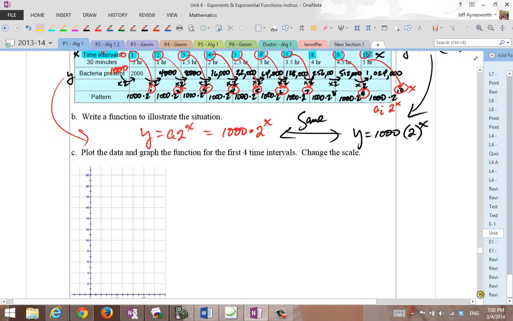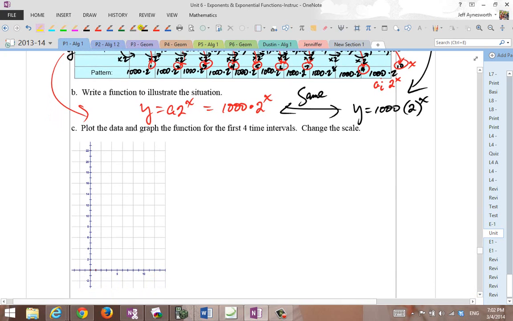This is the number of time intervals here, so x is time intervals, not the number of minutes, okay? I'm talking about time intervals, how many intervals it doubles. And right here is the number of bacteria that are present. So instead of counting by ones, obviously we have to count by 1,000.